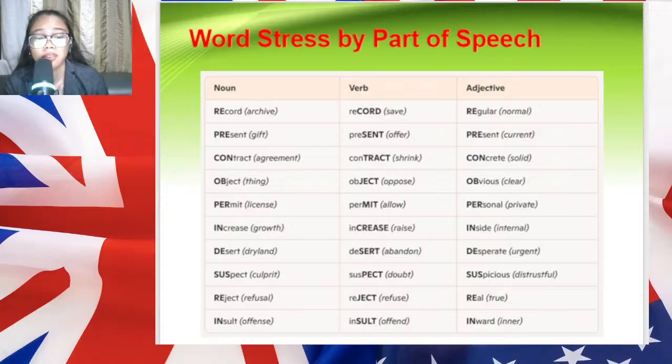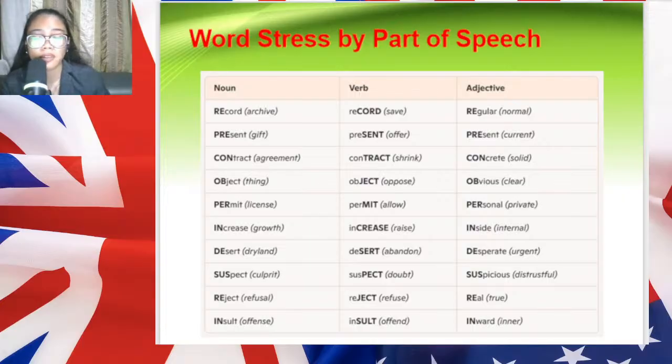Now think of it like this: the noun record, the first one, is the outcome, but the verb record is the creation, like what you're doing right now. Okay? That's on that. And we also have an adjective, a representative of it, although it's not the same word, just to also practice this part of speech. Here we stress also on the first syllable. Okay, record. Next, present.